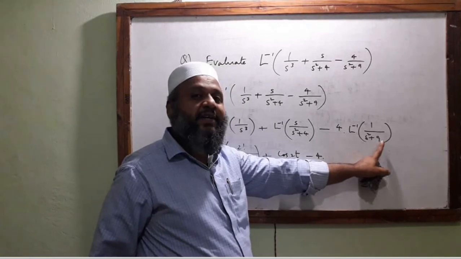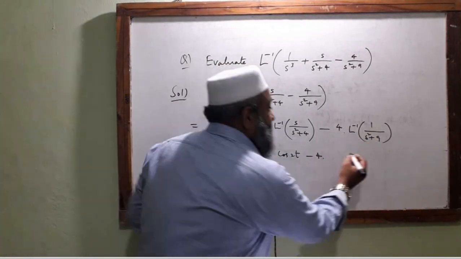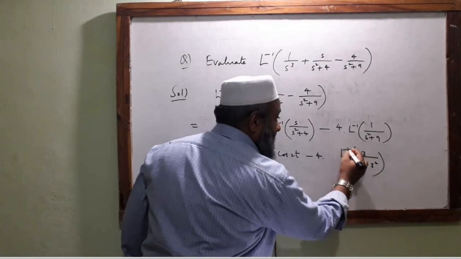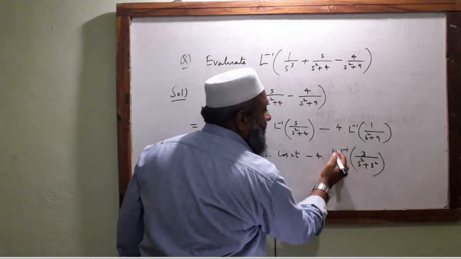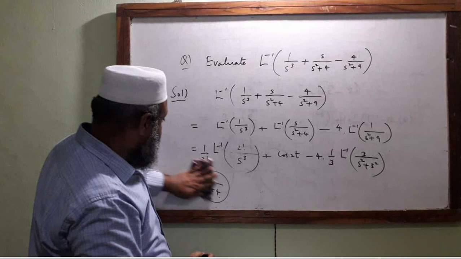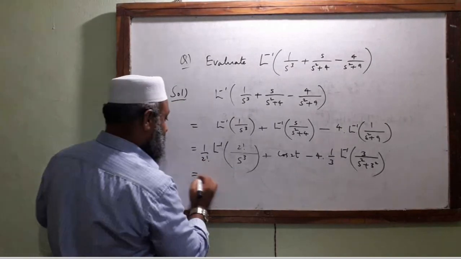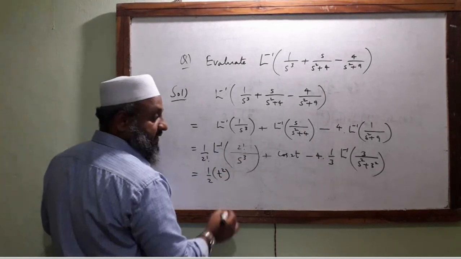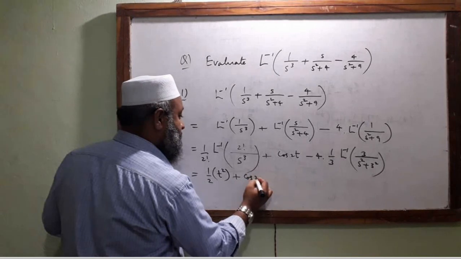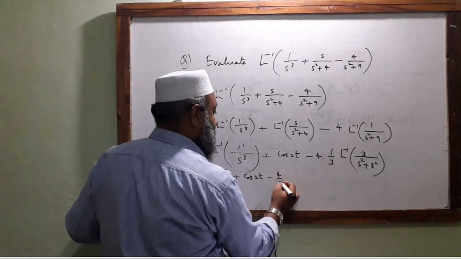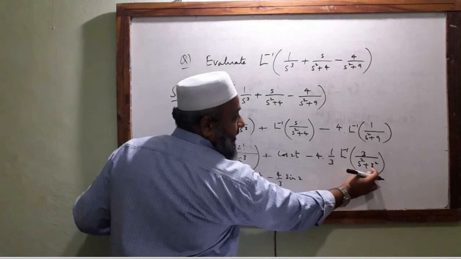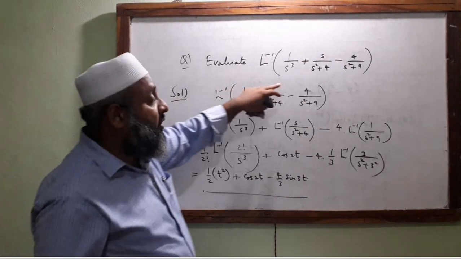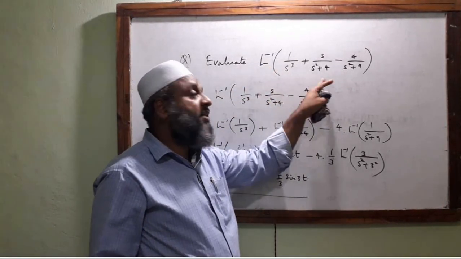So comparing with a square, it is 3 square, so 3 should be there here. So I write 3 here and say s square plus 3 square, and then L inverse 4 is already there. I will cancel this 3. So next what I get is 1 by 2 into L inverse of this one, as just now we have seen, it is t square plus cos 2t minus 4 by 3 sine, here it is 3, so it is sine 3t. I hope you understood how we are able to split it and then use the basic components.